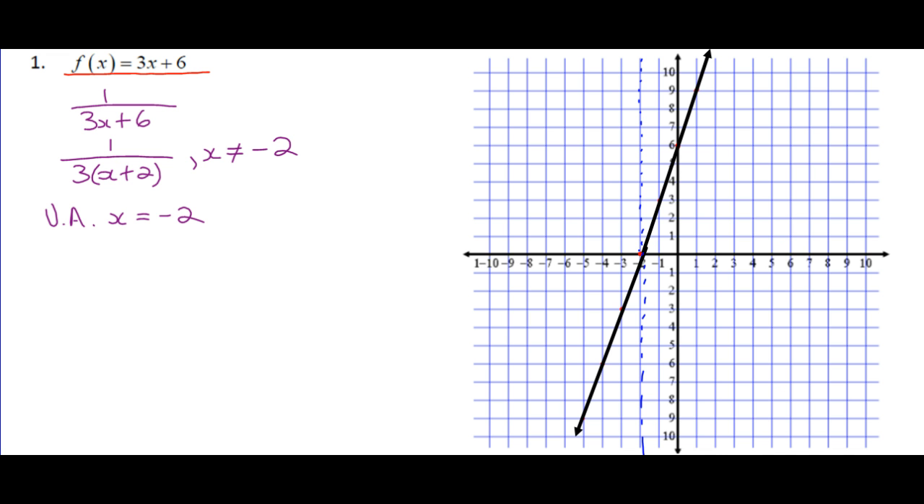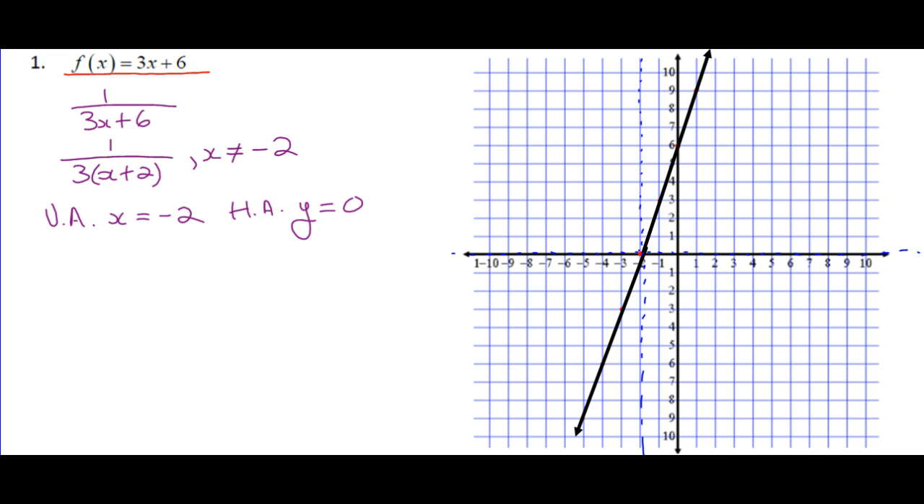Do we have any horizontal asymptote with this? As the x value gets really large, we've got 1 over a very large number. What's 1 divided by a very large number? A very small number. So there's a horizontal asymptote at y equals 0. Okay, so we can sketch in that asymptote as well. I've done the asymptotes.